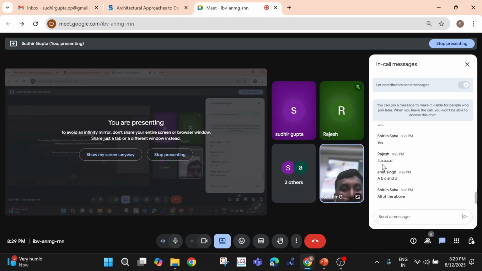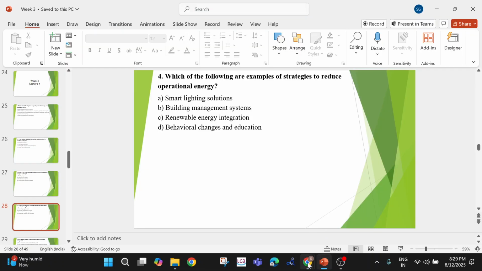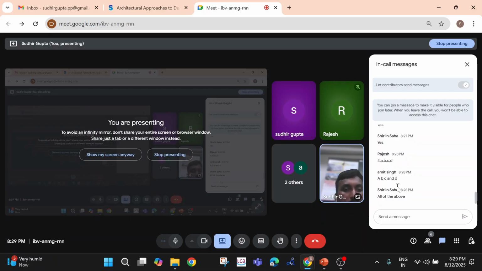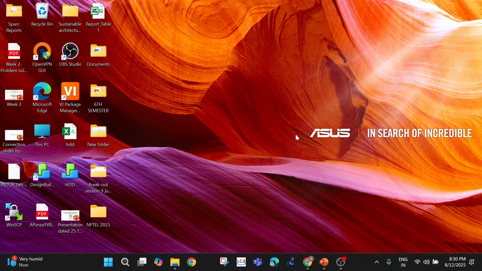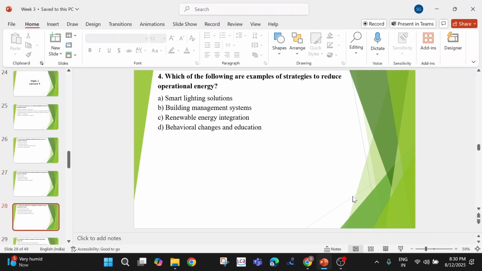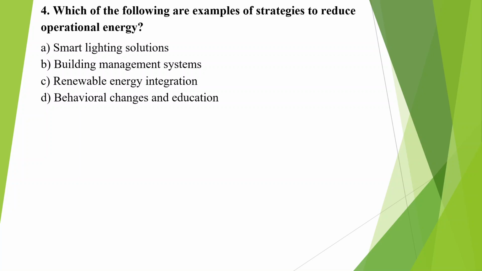A, B, C, D. Rajesh has answered A, B, C, D, but the question number had not been answered. So for question number 5, or rather for 4, Rajesh has answered for question number 4, I think. Which question number is it? Yeah, it is question number 4 only. So I think all of you have answered question number 4. All of you have answered it correctly, and you can understand very well that all four options will be helpful for reducing the operational energy. All of you are correct.